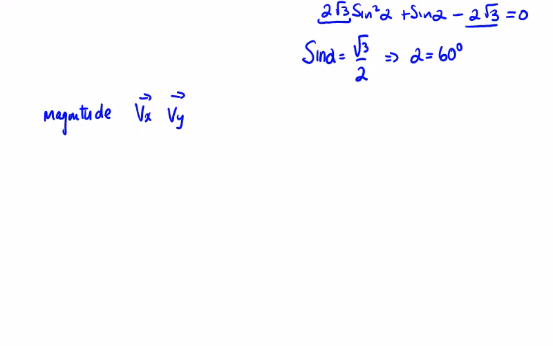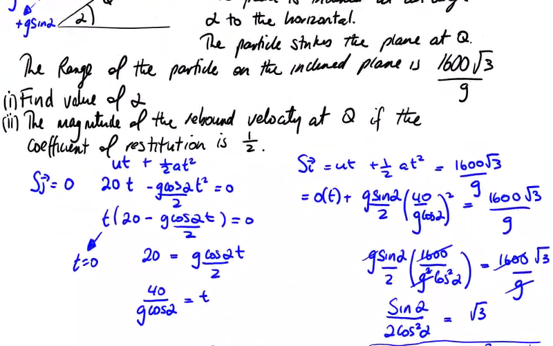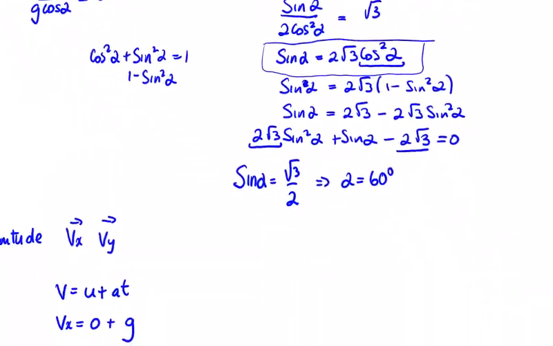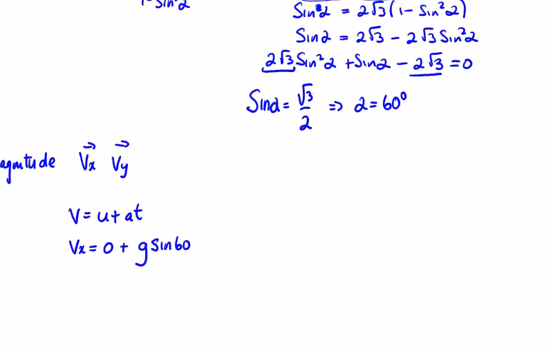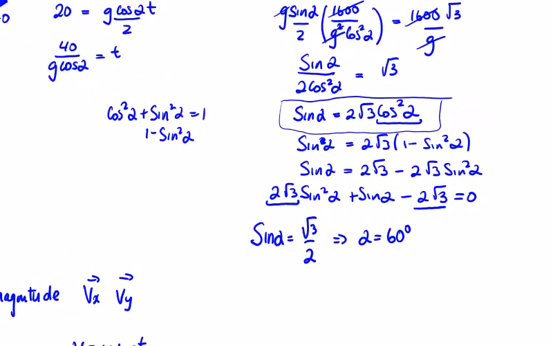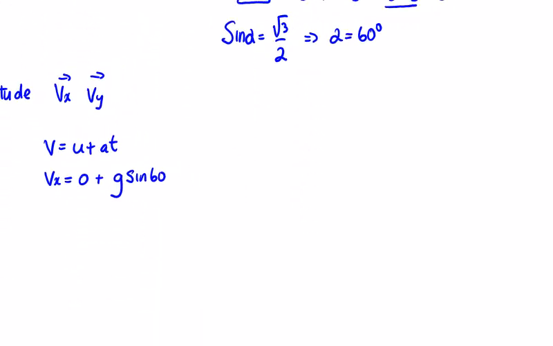So v of x is going to be equal to, v is equal to u plus at. There's no u happening for x, it's going to be 0. And we had g, it was sine, wasn't it? Just double check. My accelerations, g sine alpha and minus g cos alpha, g sine alpha. So g sine 60 times the time, and we got what the time was, didn't we? We got the time was 40 over g cos alpha. So times 40 over g cos alpha, that's my v of x.